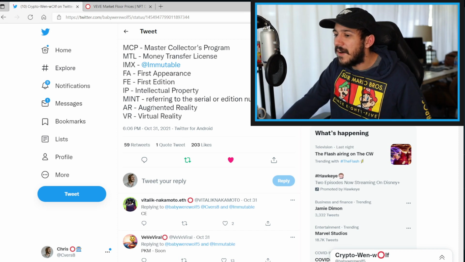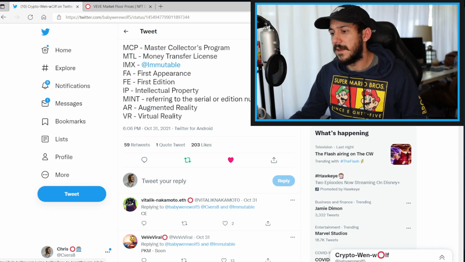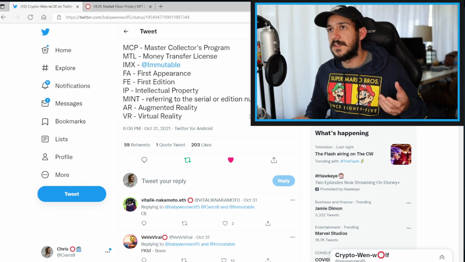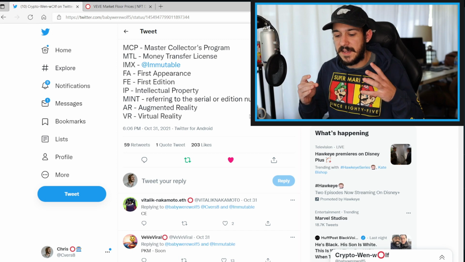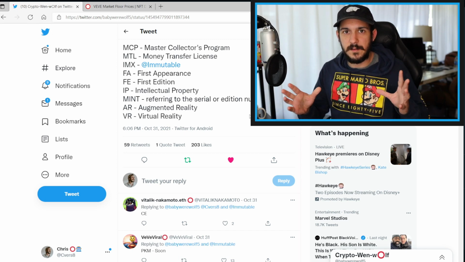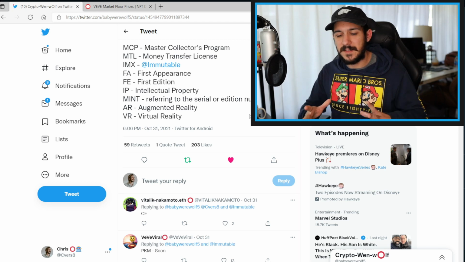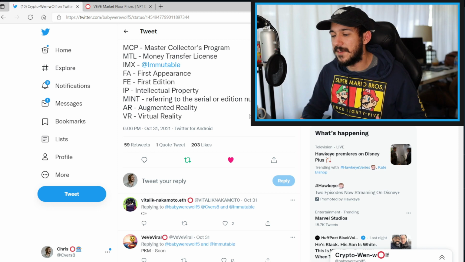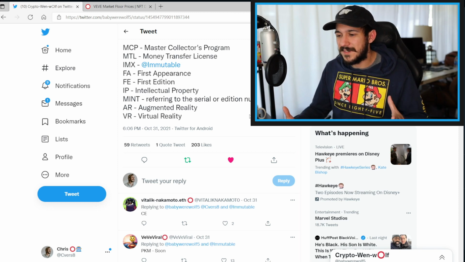Also, we have AR and VR. These you are probably familiar with, but I'll still go over them real quick. So augmented reality is when you're on the app and you'll have an actual AR button. This AR button allows you to pop up your NFT as a figure in the real world, in your dimension. You'll be able to blow it up, take pictures with it, interact with it. Some of them can move, some of them have sound. You can basically just have fun with your NFT.